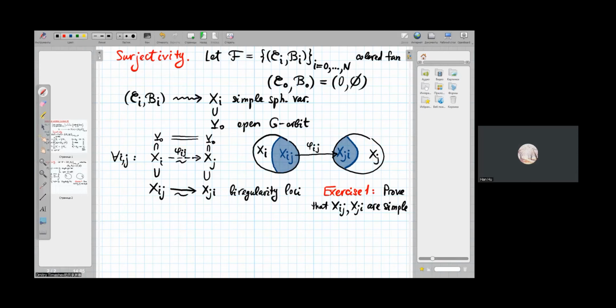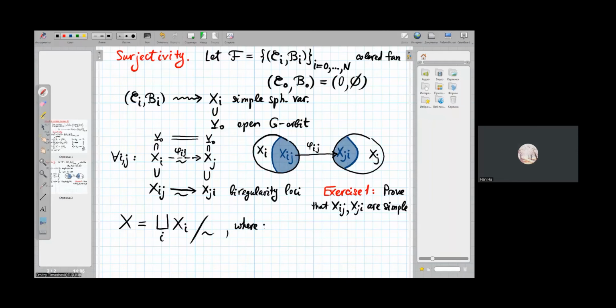So we have this picture for each pair of indices i and j. Okay? And what can we do now? Now we can glue all these simple spherical varieties Xi, where i ranges from 0 to n, together along these isomorphic open subsets. So formally speaking, we have to consider the set X, which is just the disjoint union of all Xi's modulo some equivalence relation, where the equivalence relation is defined as follows.